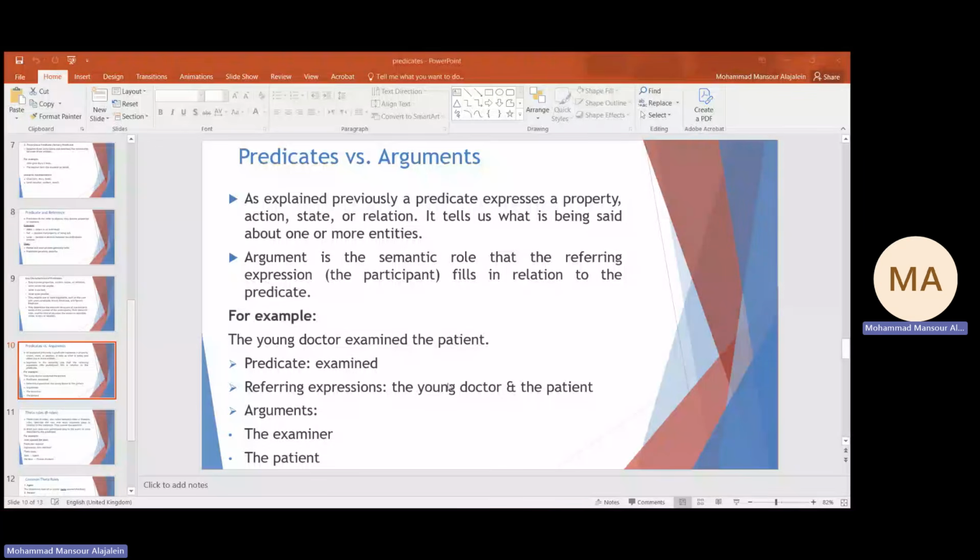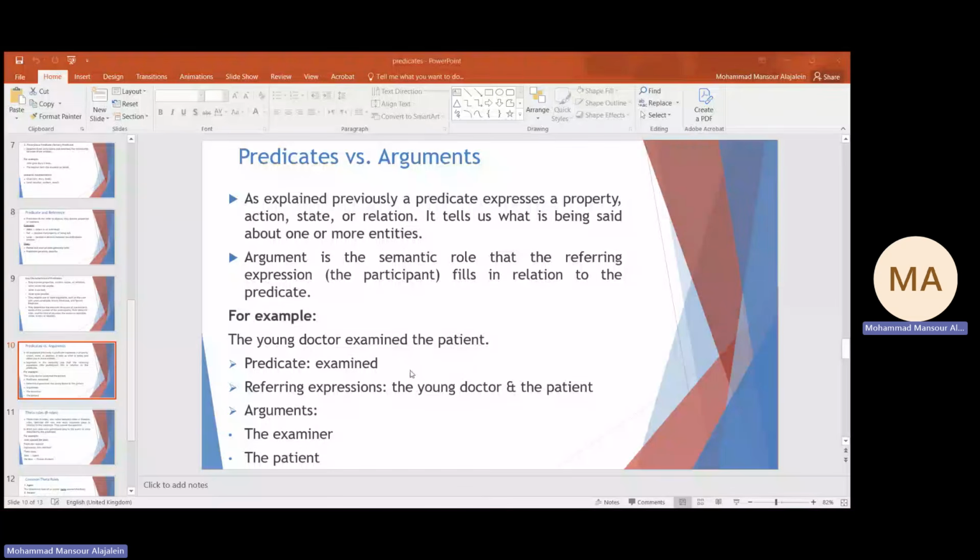Okay, so predicates versus arguments. This is another key distinction between predicates and arguments. When we say predicates express a property, action, state, or relation, as we said, an argument is a participant associated with the predicate. The argument, or the participant, has its role in the sentence determined by the predicate itself. For example, we say the young doctor examined the patient.